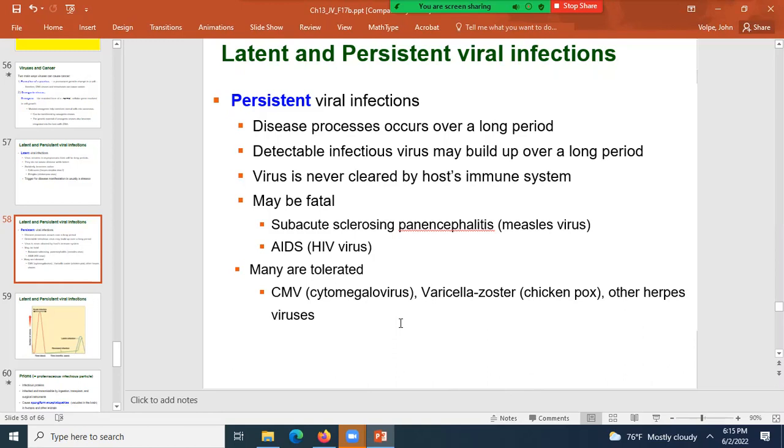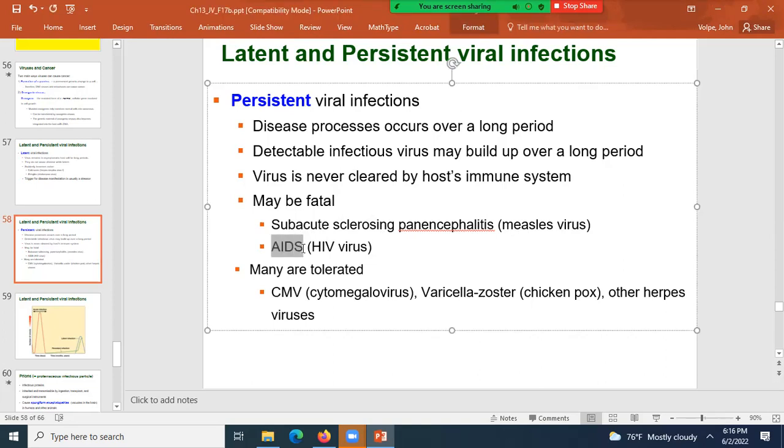The disease may be fatal, such as subacute sclerosing panencephalitis, which is caused by the measles virus. And then a better example that everyone's familiar with, HIV can be fatal, causing a persistent viral infection, which we will call causing the disease AIDS. And if the patient dies from AIDS, it was a persistent viral infection.